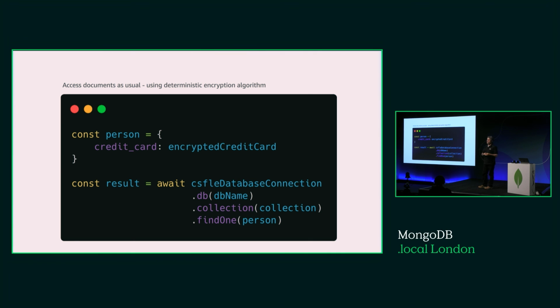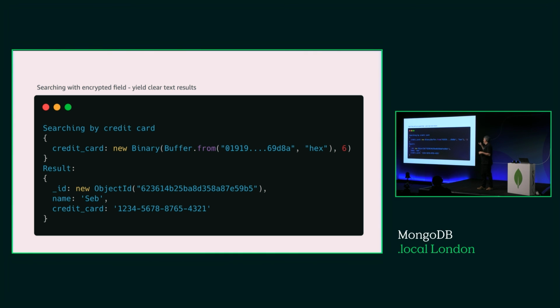So I want to do a search, and remember, I can do a search because I used a deterministic encryption algorithm. So I define person as having a credit card which is the same encrypted credit card that I had before. And then on the MongoDB driver, I call db.collection.findOne(person). The search will be done on the encrypted version of the credit card, but the result that the driver will return to me is the clear text version. We have 1, 2, 3, 4 back there.